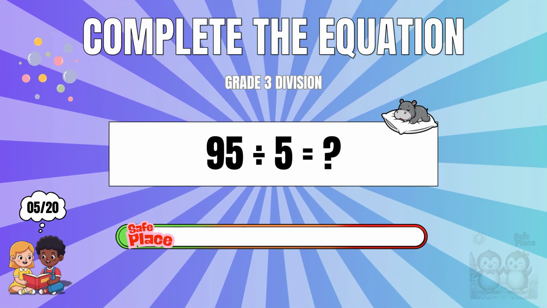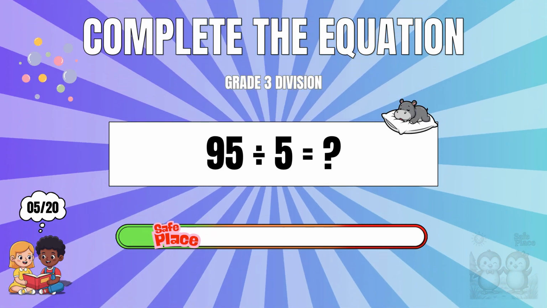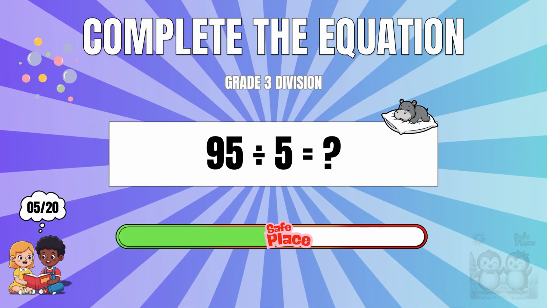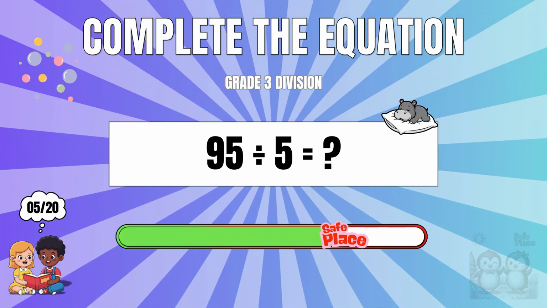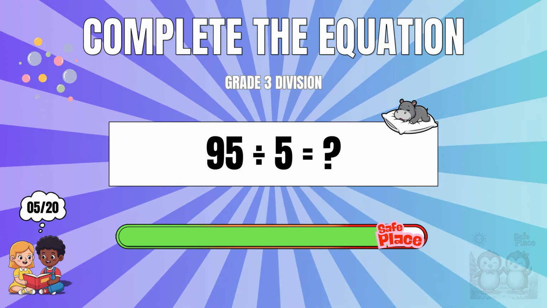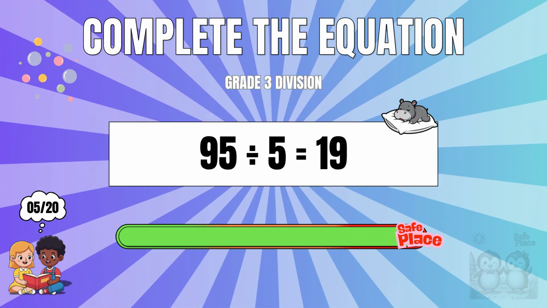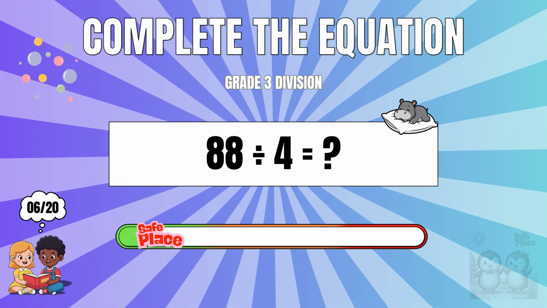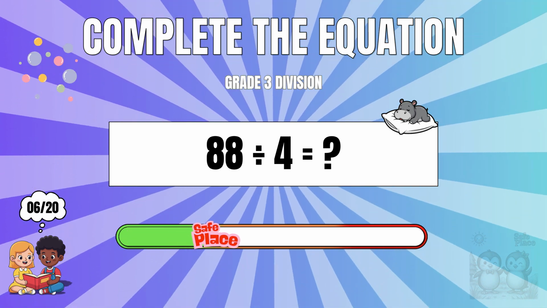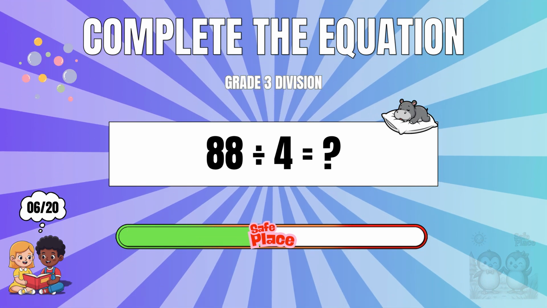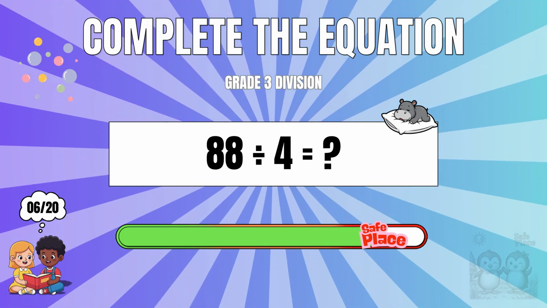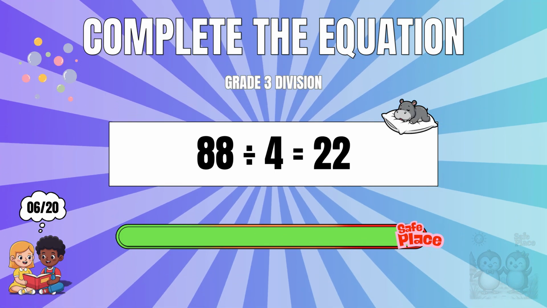What is 95 divided by 5? Three, 2, 1. Correct. It's 19. Can you solve this? 88 divided by 4? Three, 2, 1. The answer is 22.